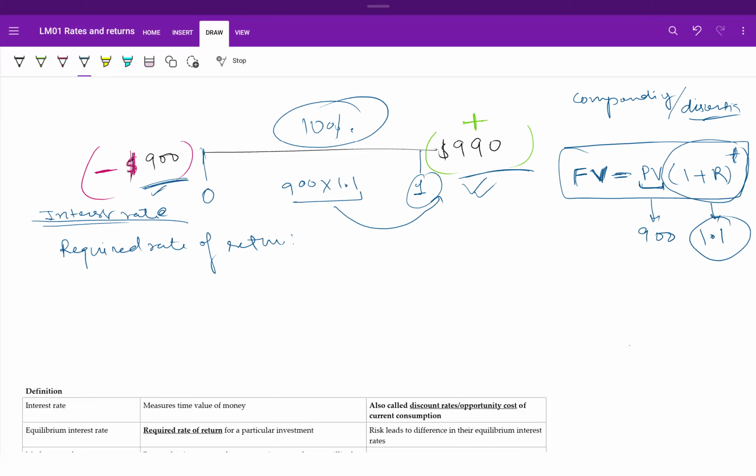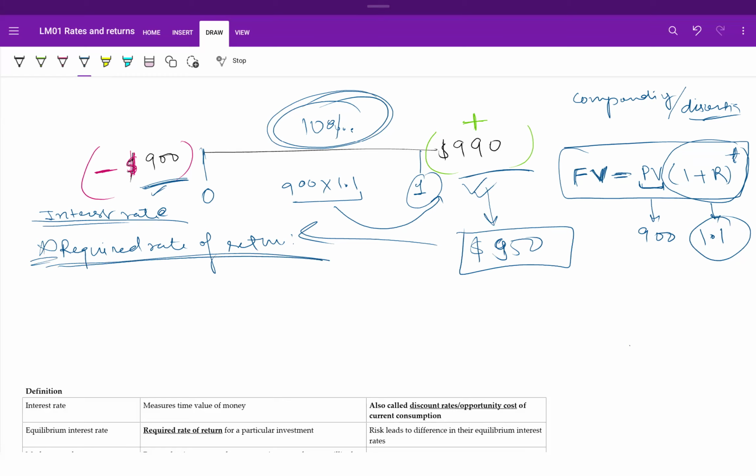So that's the required rate of return. If I were to give you 950 dollars at the end of 1 year, maybe you would not have engaged in this transaction with me. This is the required rate of return. You're willing to give me 900 today, and the condition is that I'm giving you a 10% return. Then only are you engaging in this transaction with me. If I'm giving you any rate below this, you will not engage in this transaction with me.